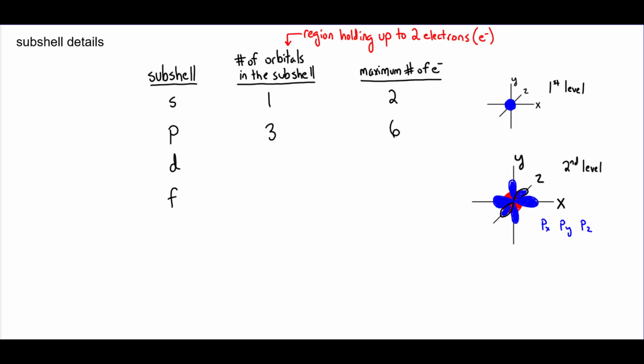Moving on to the D and the F sublevel, remember these are too complicated to draw out, but the D sublevel, well, it has 5 orbitals, and the F sublevel has 7. That means the D sublevel can hold 10 electrons total, a maximum, while the F sublevel can hold up to 14. Now make sure you've got all this in your notes because I need to move on.